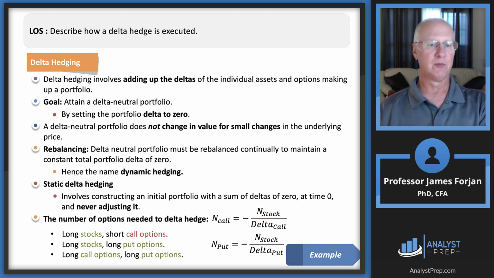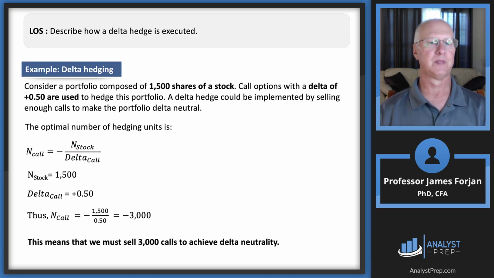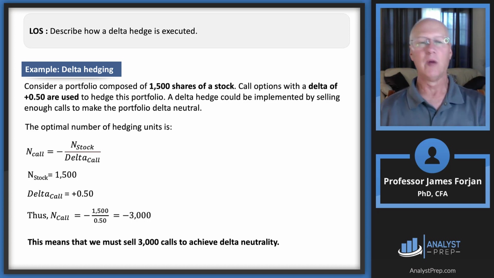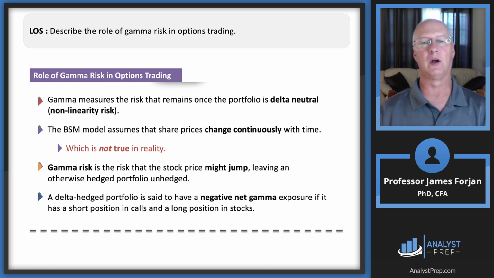So how do we do this? That was my example with the 100 and the 20, right? Long stocks and then write the call option. But you can also do this with stocks and put options, and call options and put options. Let's take just a quick example here. Let's suppose that we have 1,500 shares of stock. Call options with a delta of 0.5 are used to hedge. So what do we have to do? We have to have a position of 3,000 call options, right? This means that we must sell 3,000 call options to achieve delta neutrality, which is exactly what I was doing just a moment ago with my example in the $80.